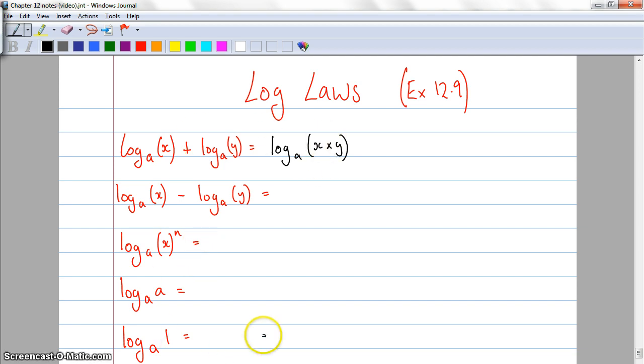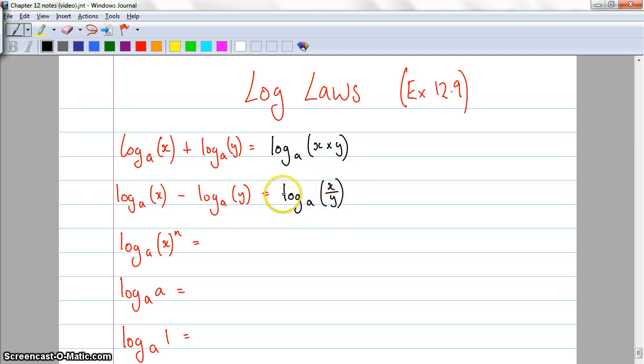All of these laws come from the indice laws, so you'll see lots of similarities with the types of things we're doing. When you have the same logs, log base A, one minus from the other, guess what we need to do? That becomes log A of x divided by y. When we add them, we multiply. When we minus or take away, we divide.